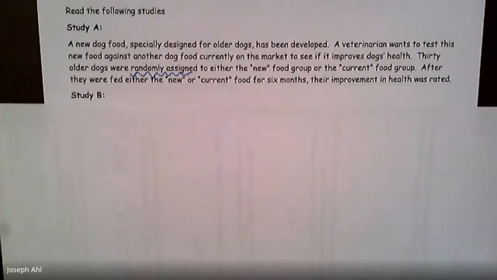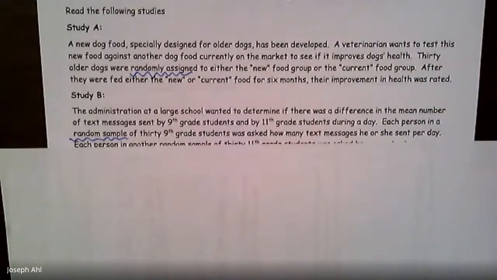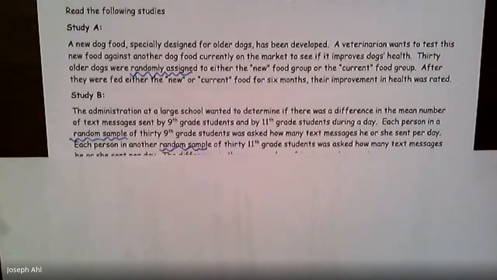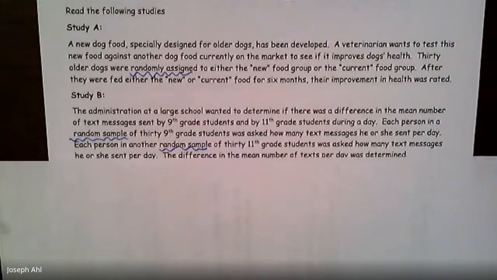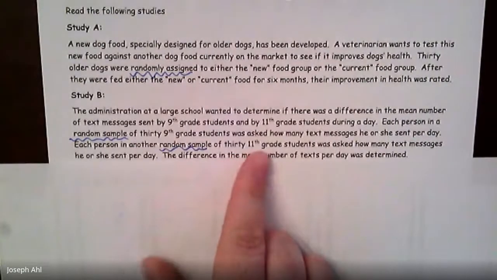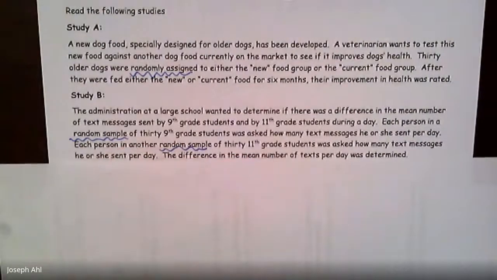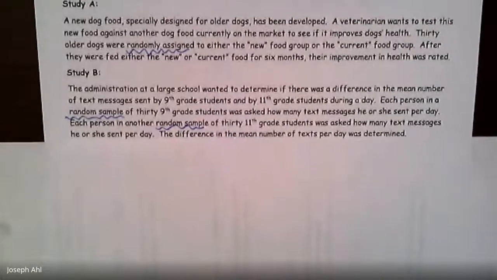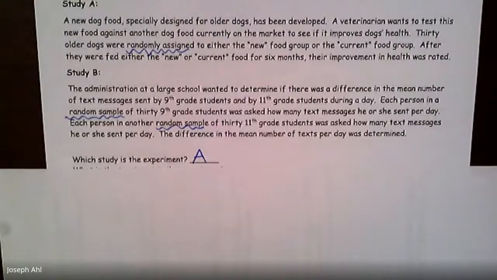For study B, we're talking about determining the difference in the mean number of text messages sent by 9th and 11th graders. So we took a random sample of 9th graders and asked them how many they sent in a day. Same thing for a random sample of 11th graders. Again, these are key ideas with random sampling. We'll talk about what random assignment really helps us imply in just a few moments. That's pretty important when you're doing a study like this. The difference in the mean number of texts sent per day was determined.